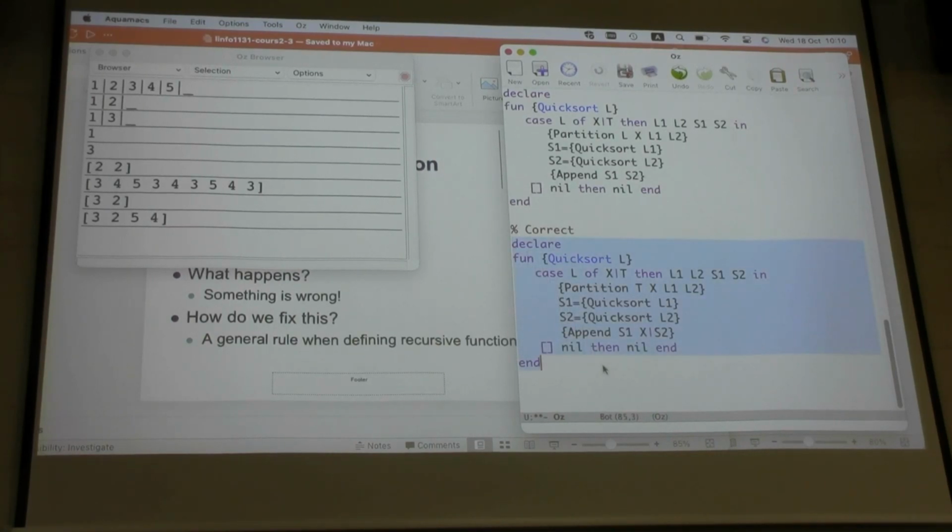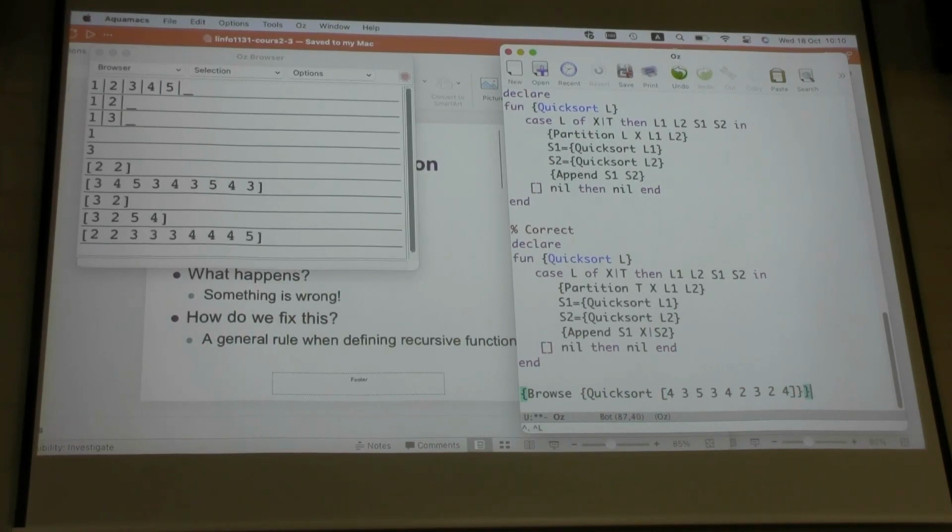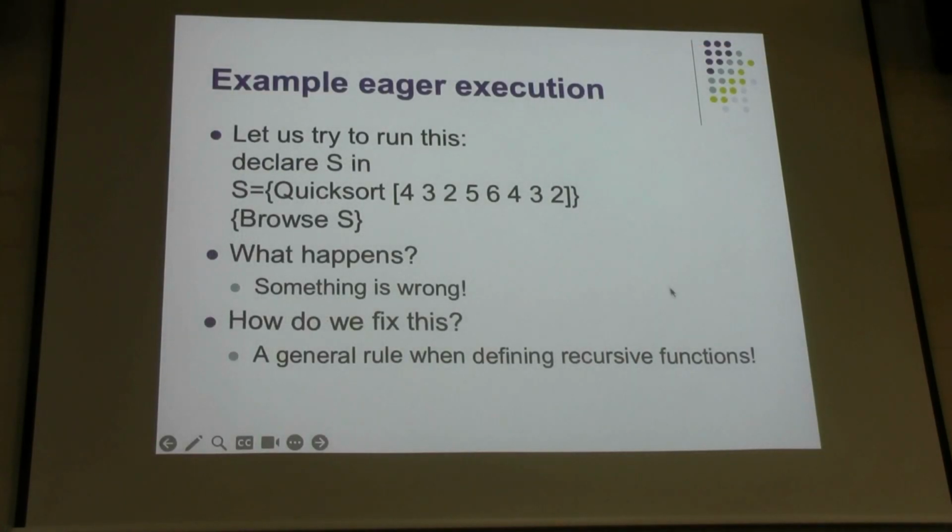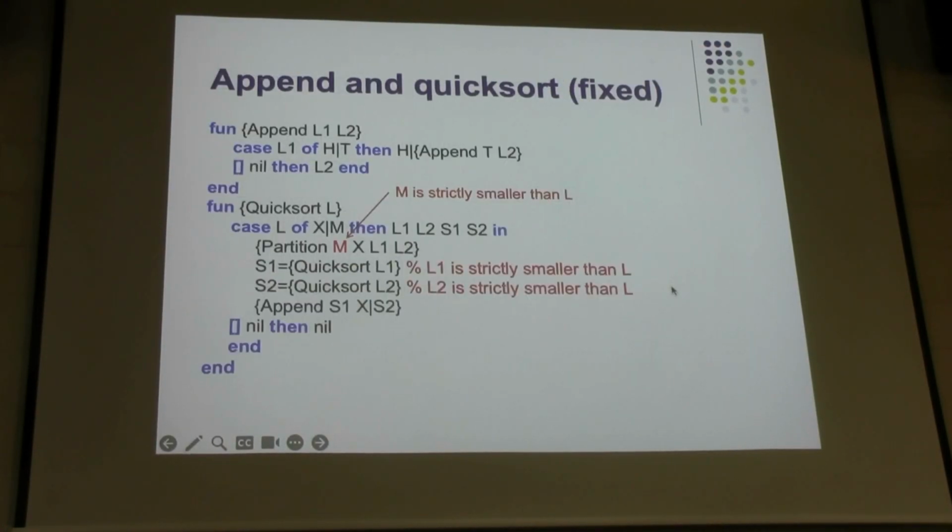Okay, so we can try running this one. And there we see a beautiful sorted list: 2, 2, 3, 3, 3, 4, 4, 4, 5. That's good. So the bug is also shown here. When I do the recursive calls, L1 and L2 have to be strictly smaller, not smaller or equal. Otherwise we have an infinite loop.